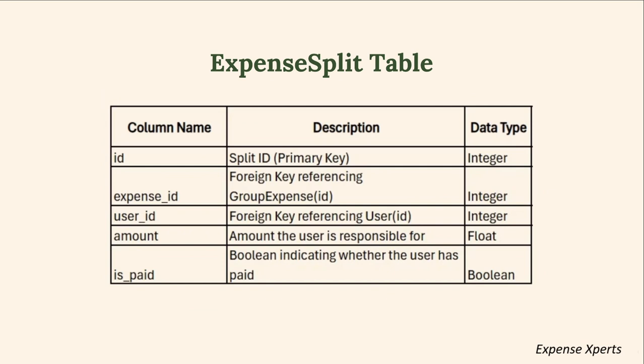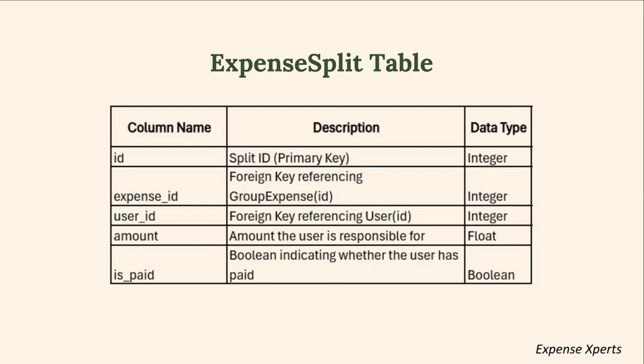So this is expense split table. It handles splitting of each group expense among the members. Split ID is a primary key, and expense ID and user ID are the foreign keys, and amount is the amount a user is supposed to pay, and is paid is a boolean indicating whether the user has already paid the money or not.